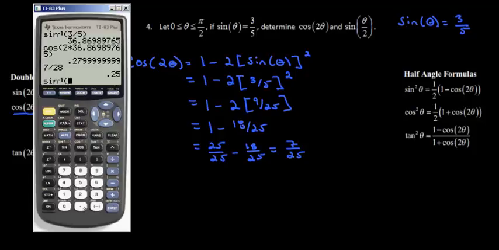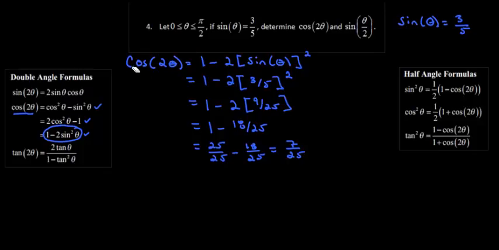Here's how I'll do that. I do the arcsine of 3/5. I'll multiply that angle by 2, and I'll take the cosine of that answer, and I got 0.28. If I take 7 divided by 25, I also get 0.28. So that's exactly right.